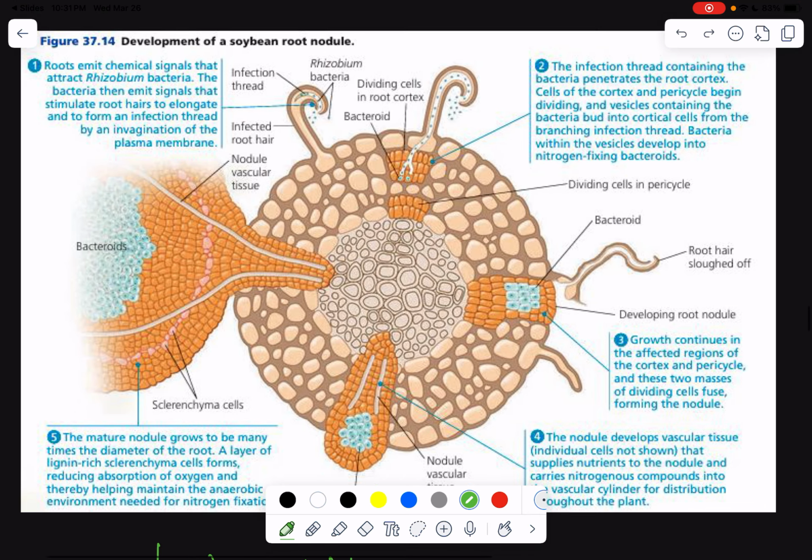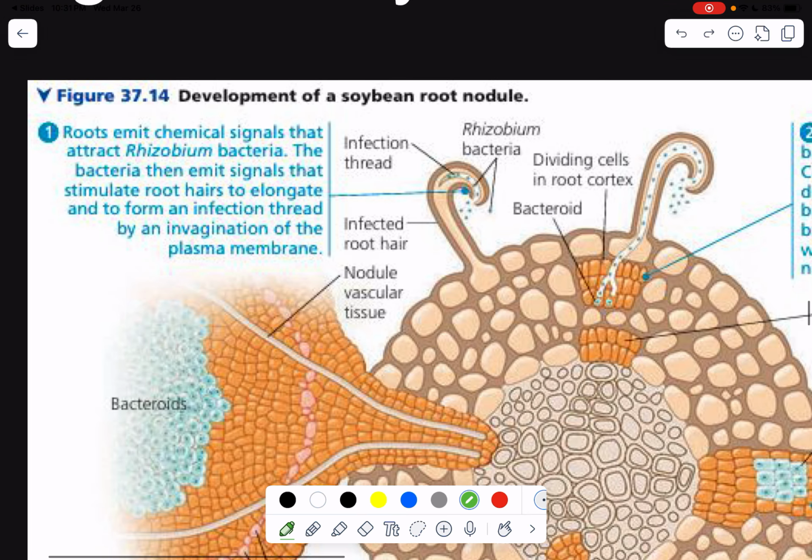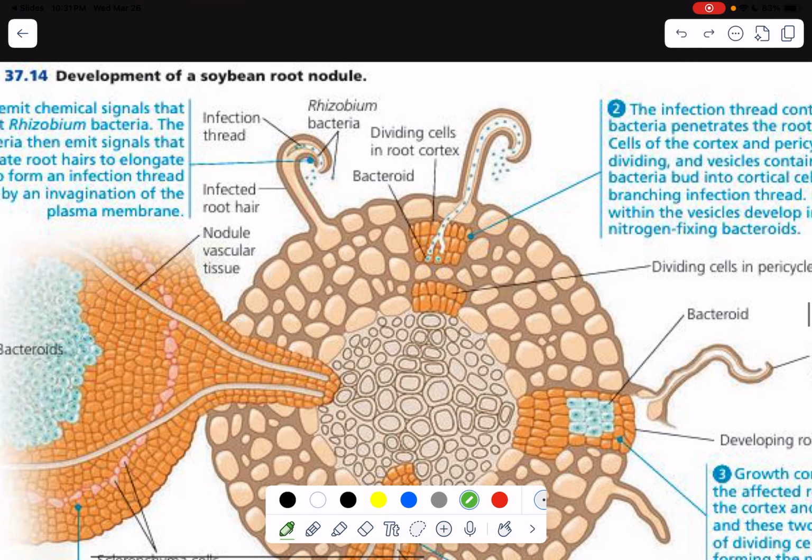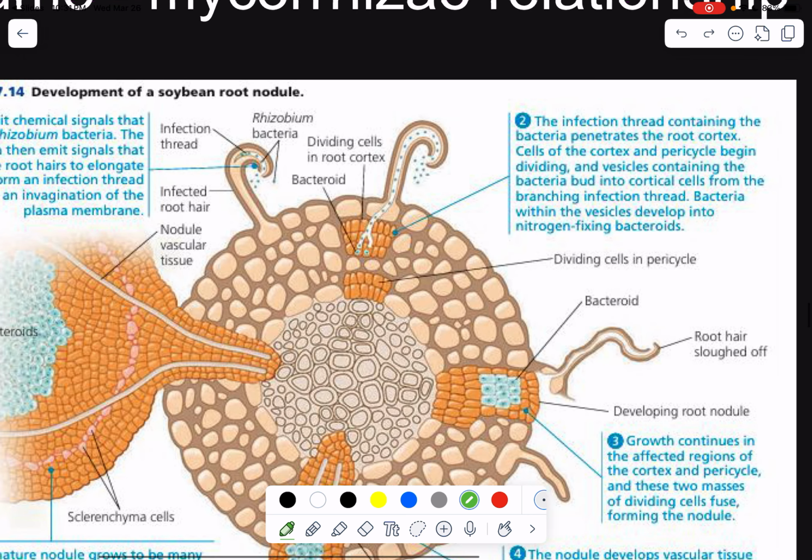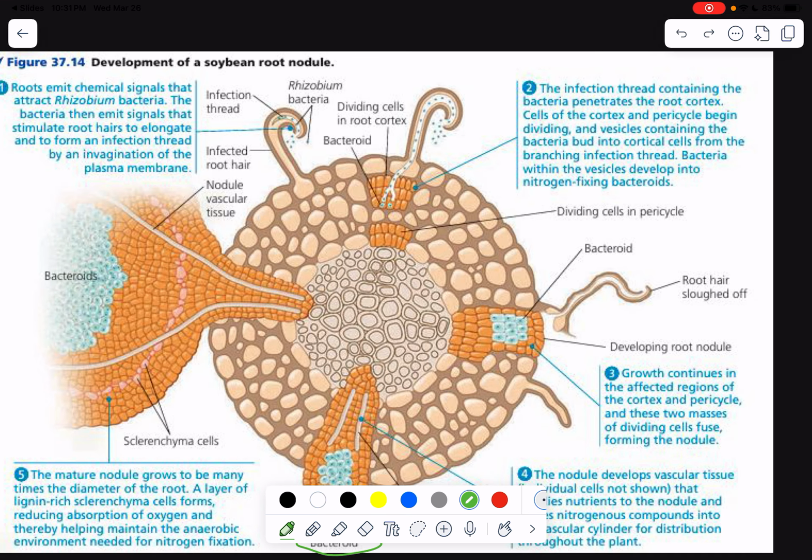So let's look at the process here. Roots emit chemical signals that attract rhizobium bacteria, which emit signals that stimulate root hairs to form and form an infection thread by an invagination of the plasma membrane. And so we can see here that the infection thread containing the bacteria penetrates the root cortex, which is what it's doing right here.